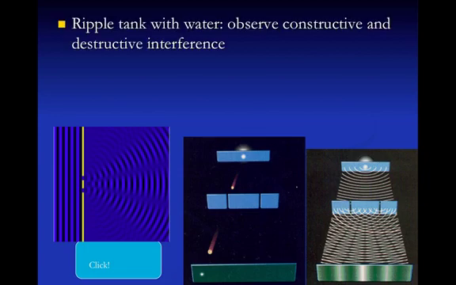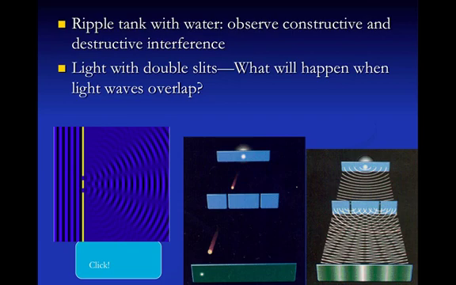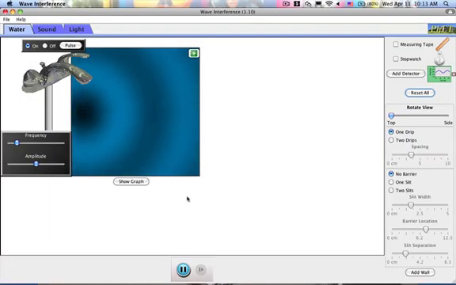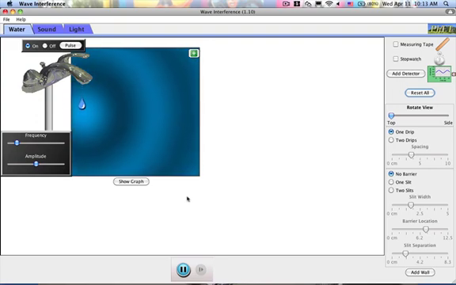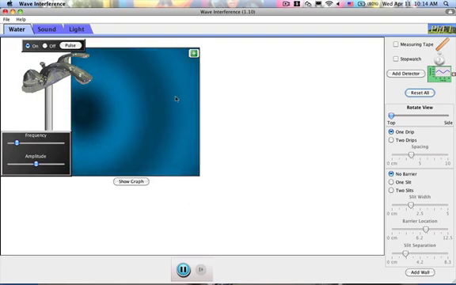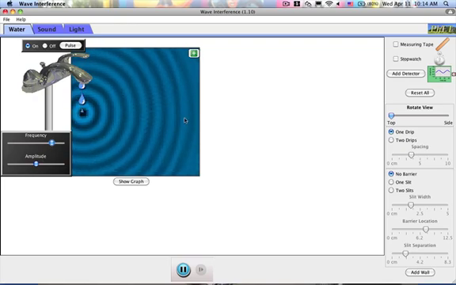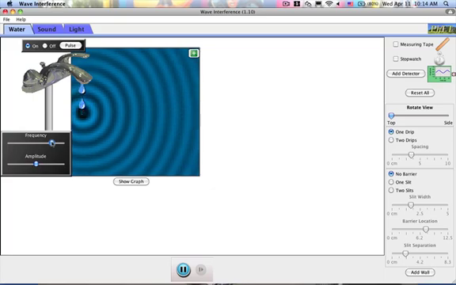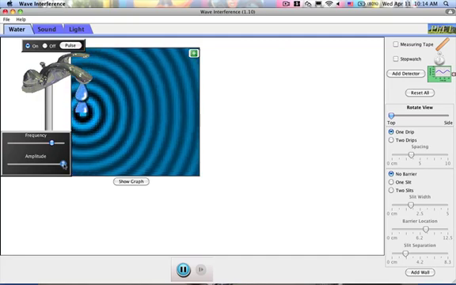Let me show you also a simulation about a ripple tank with water, so you can observe some constructive and destructive interference. And I want you to also look for what happens when light waves overlap. This is the wave interference simulation from the PhET website, the University of Colorado at Boulder. What you have is a ripple tank. This represents a shallow pan of water, and you can see we're dripping one drop of water in. We can vary the frequency of the drips. And we're looking at the patterns that they form, wave patterns. We can also change the amplitude, which changes how tall the ripples are, whether they're tall or short.